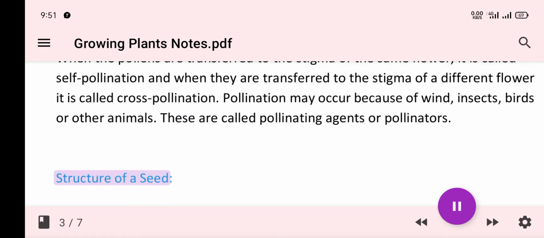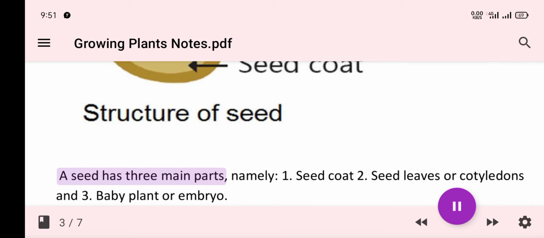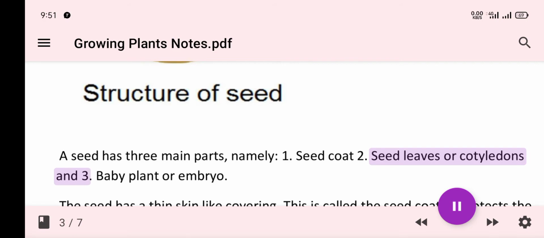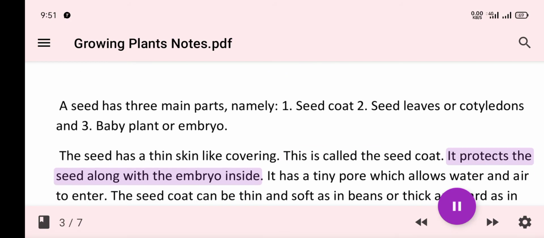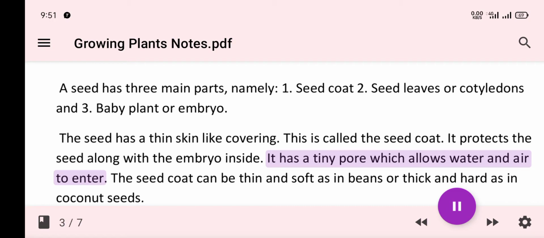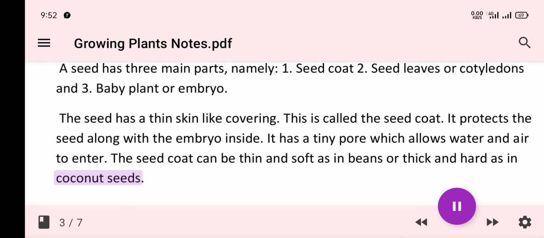Structure of a seed. A seed has three main parts, namely, 1. Seed coat, 2. Seed leaves or cotyledons, and 3. Baby plant or embryo. The seed has a thin skin-like covering. This is called the seed coat. It protects the seed along with the embryo inside. It has a tiny pore which allows water and air to enter. The seed coat can be thin and soft as in beans or thick and hard as in coconut seeds.